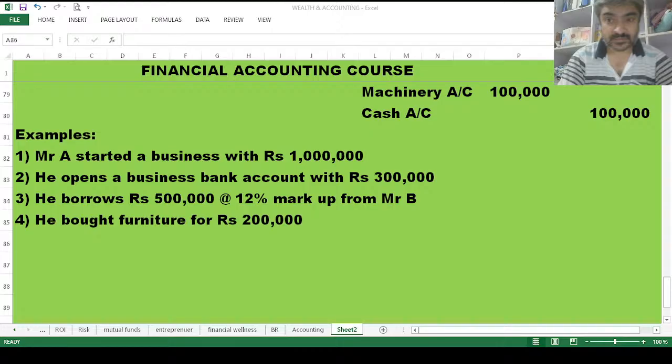Now this transaction has also two effects. Number one is increase in furniture by rupees 200,000, and furniture is also an asset. And number two is decrease in cash balance by rupees 200,000, and cash is also an asset. So in this transaction, one asset is increased and the other asset is decreased.